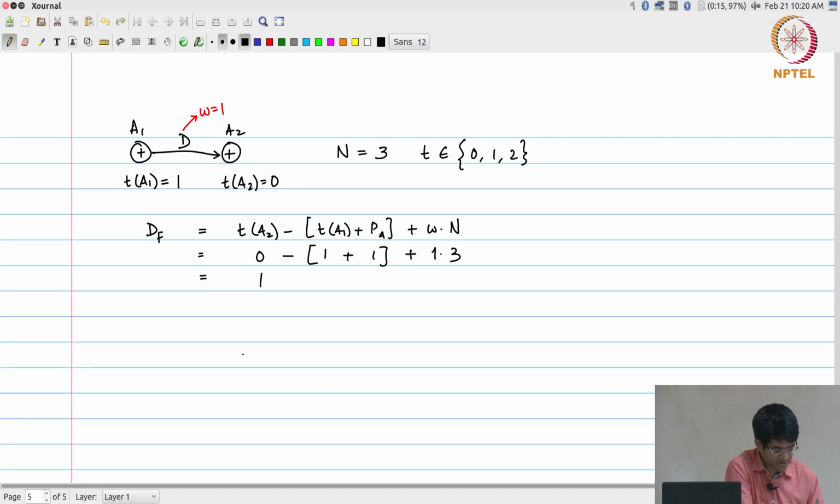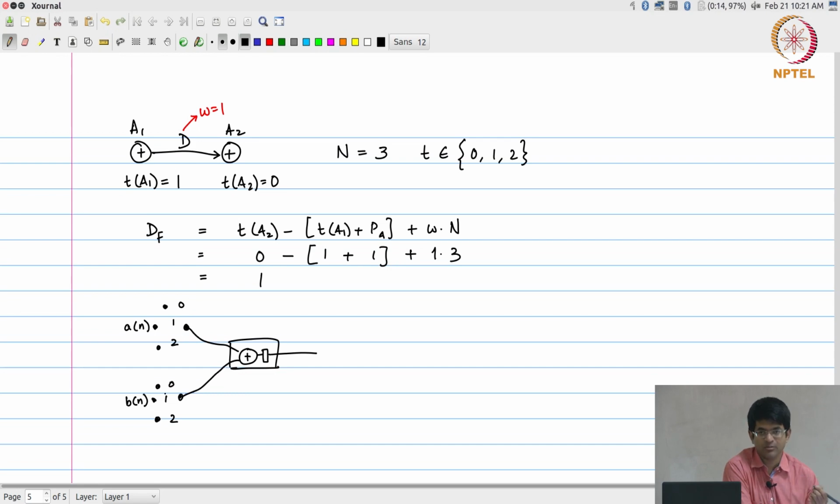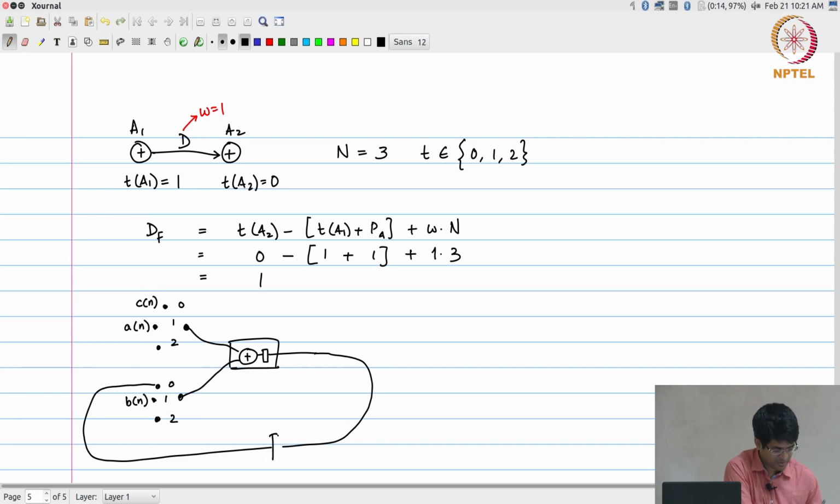What does my hardware architecture look like? I have an adder. Now I know that t of a1 is equal to 1, which means that I can straight away say from there a of n and b of n must be fed to the 1 inputs of the corresponding switches or multiplexers. And what about t of a2? It is 0, right. So, in other words, the a2 operation is going to happen during phase 0. c of n can be applied over here, and this output can be fed in, but there is a df equal to 1.